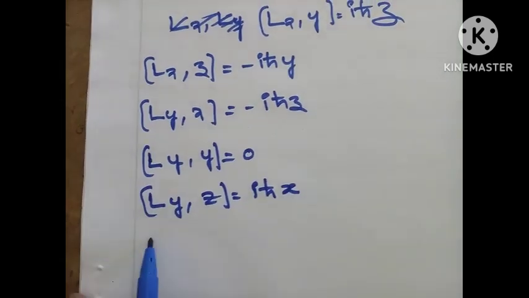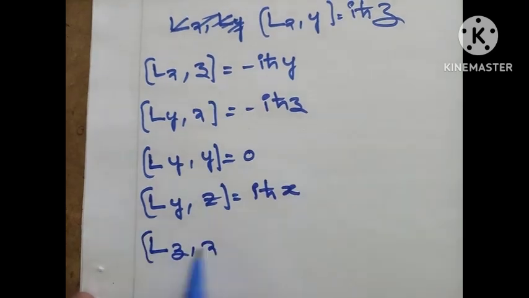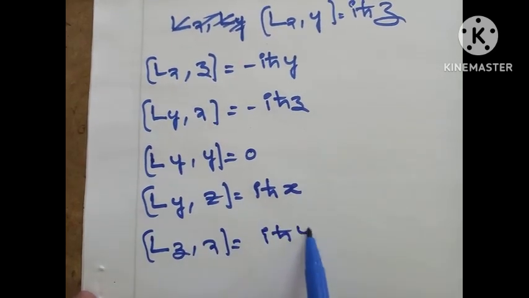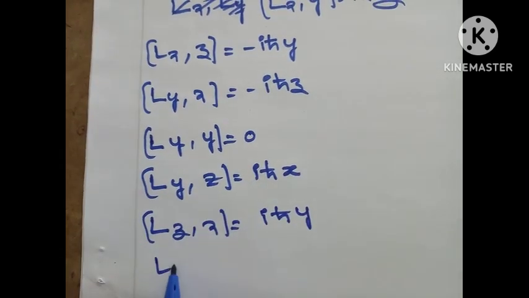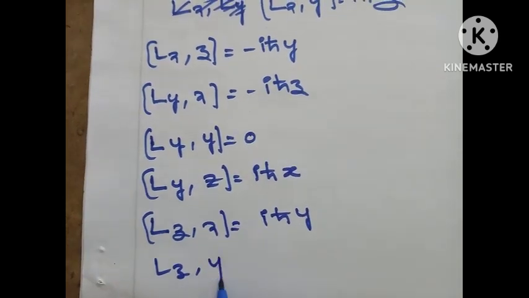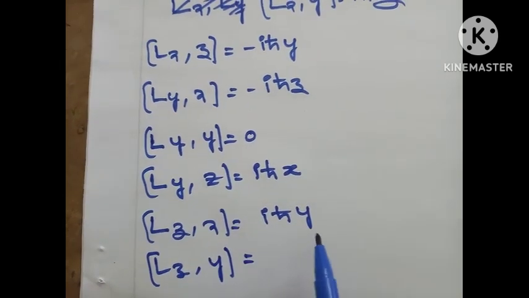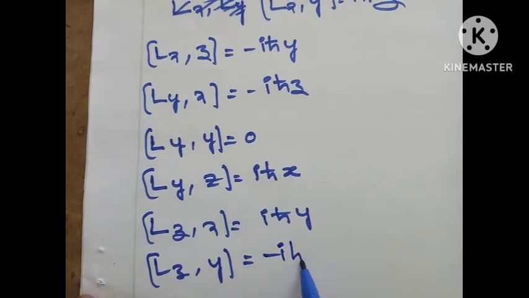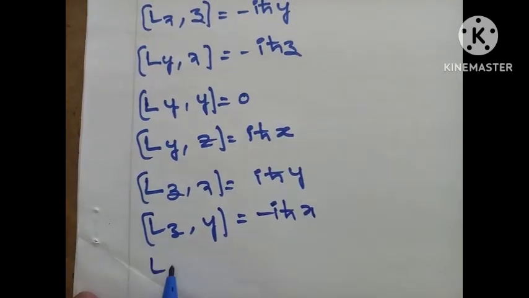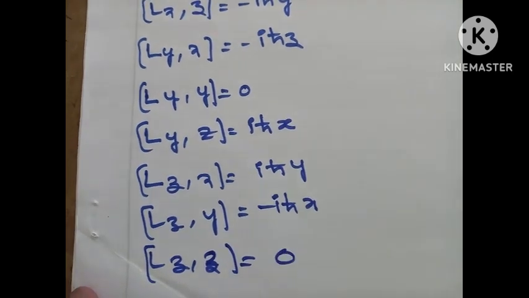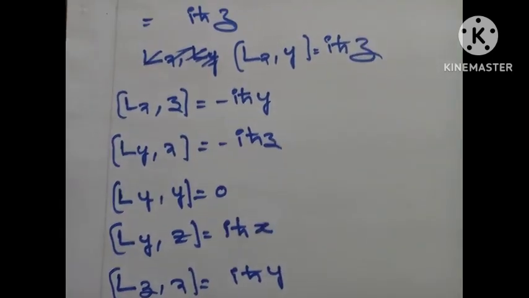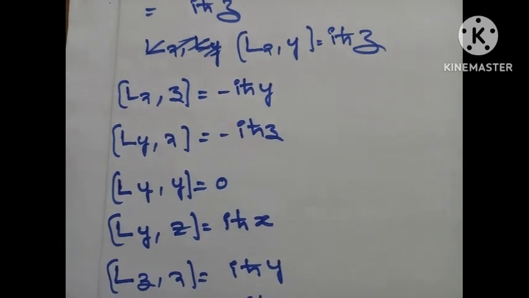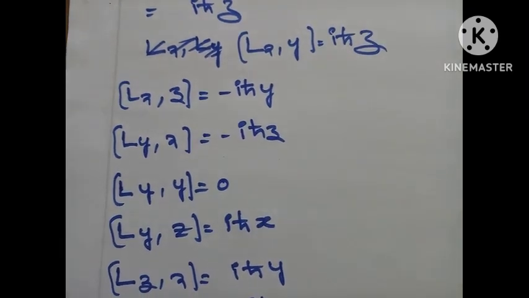Okay, next the commutation between Lz comma X will get iħ y. Next the commutation between Lz comma Y, what do we get there? Minus iħ x. Okay, next the commutation between Lz comma Z, what is it? 0. So in this way we can get different values for the commutation rule, commutation between angular momentum and the position.